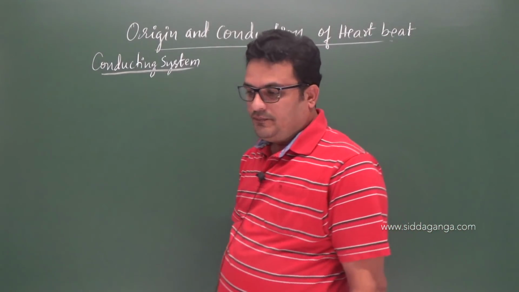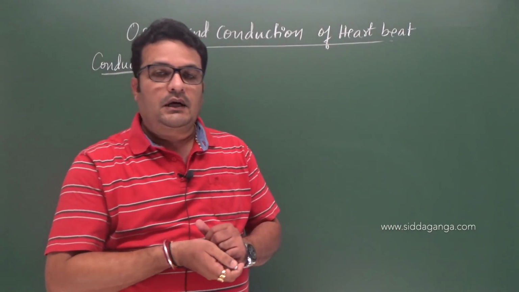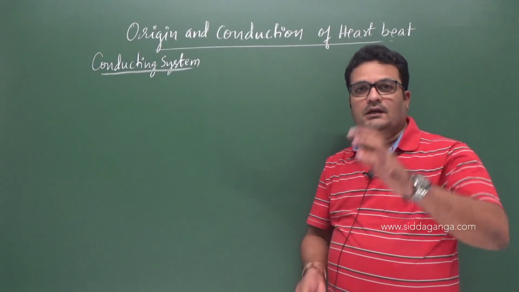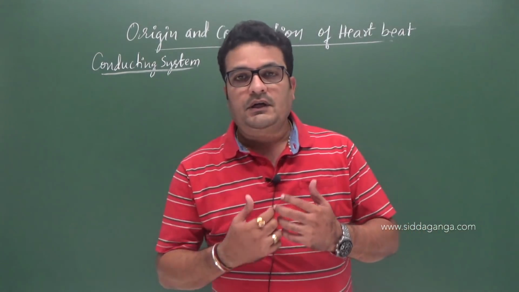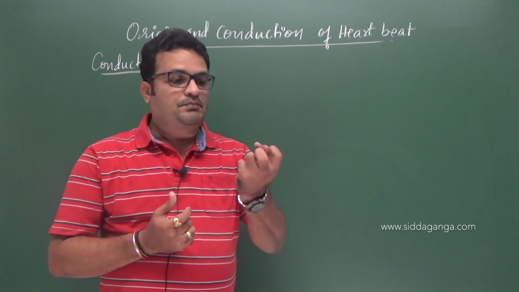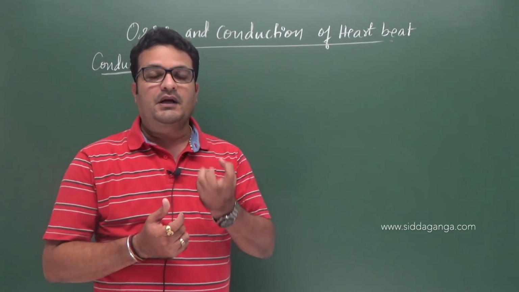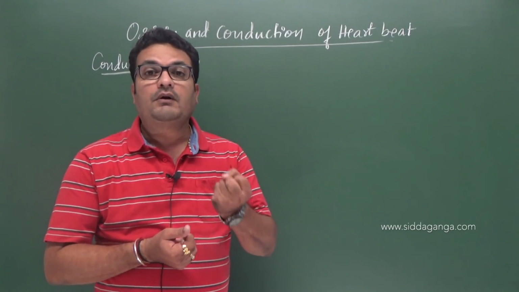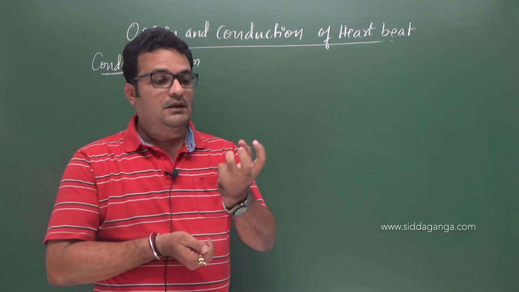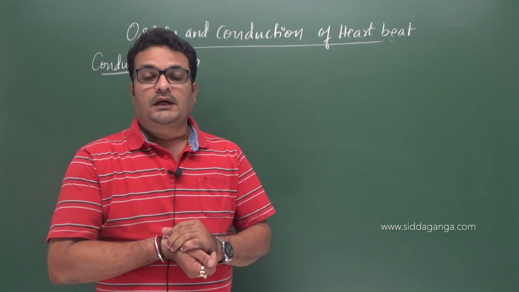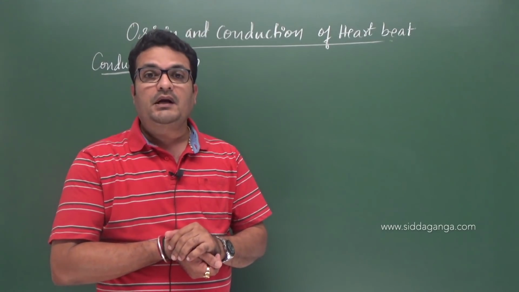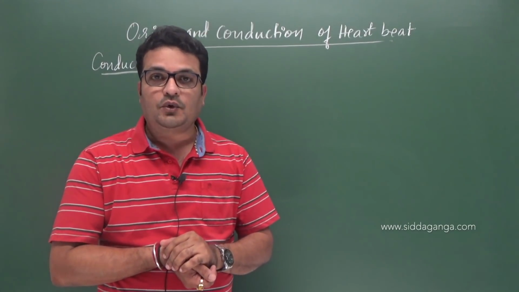Generally, as we learn, the heart has 4 chambers, 2 auricles and 2 ventricles. Auricles are blood receiving chambers and ventricles are blood pumping chambers. So when the ventricles need to pump the blood, they need impulses. They need the power of contraction. That power of contraction is provided by the specially made musculature in the heart wall.